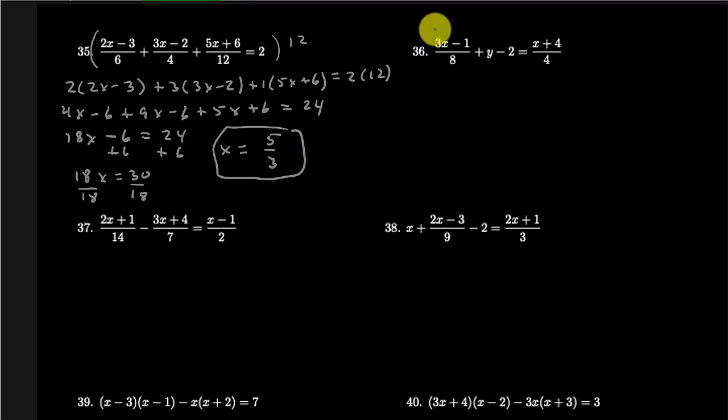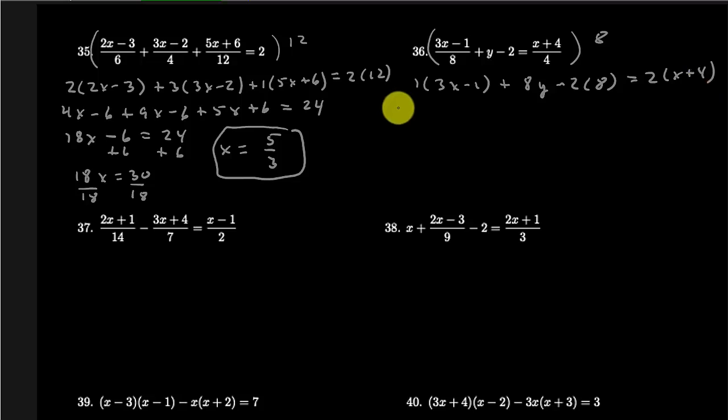All right. Here, we're going to multiply everything by 8. 8 goes into 8 one time, so that's 1 times 3x minus 1, plus 8 times y minus 2 times 8, and 4 goes into 8 2 times, so that's 2 times x plus 4. And so we got 3x minus 3 plus 8y minus 16 equals 2x plus 8.